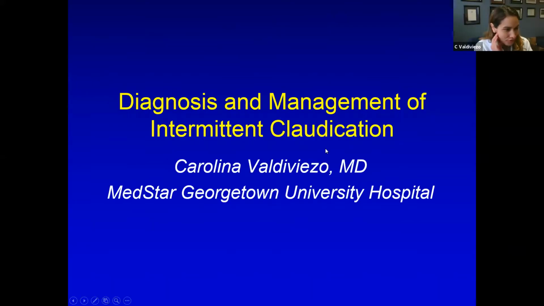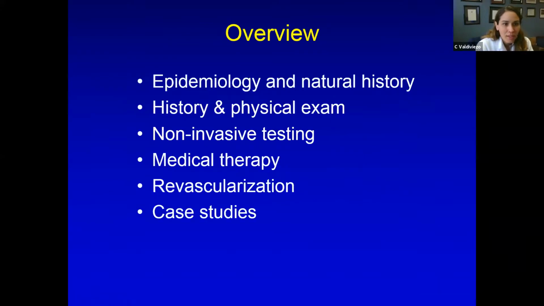We'll be talking about peripheral vascular disease, and I'll be going over the diagnosis and management of intermittent claudication. So let's just review quickly. We'll be reviewing the epidemiology and natural history of peripheral vascular disease, important components of the history and physical exam that need to be taken, non-invasive testing approaches, what medical therapy consists of, and then when is revascularization indicated and what are the different approaches. Then I have a case study if we have enough time to briefly review as well.